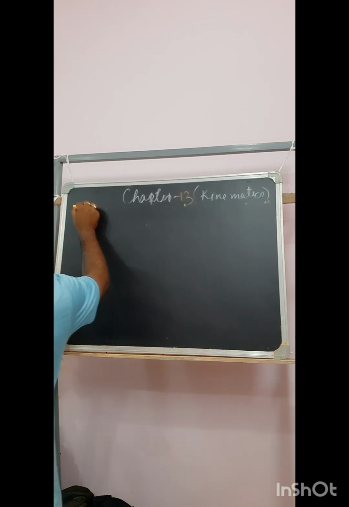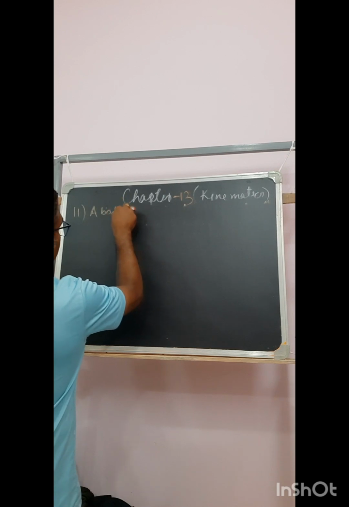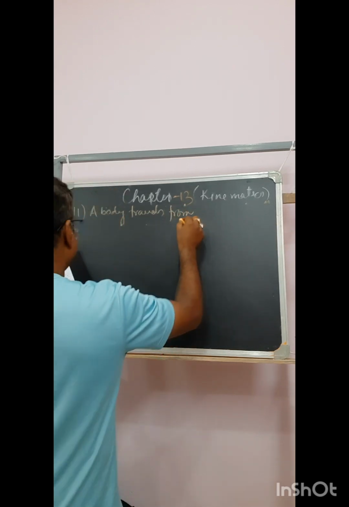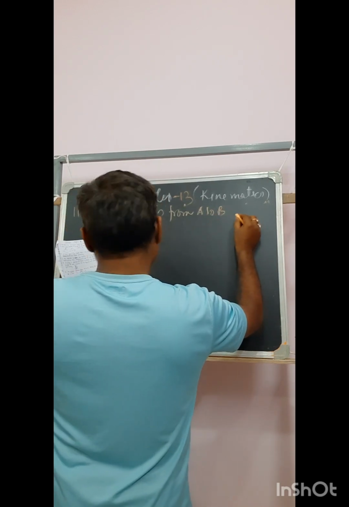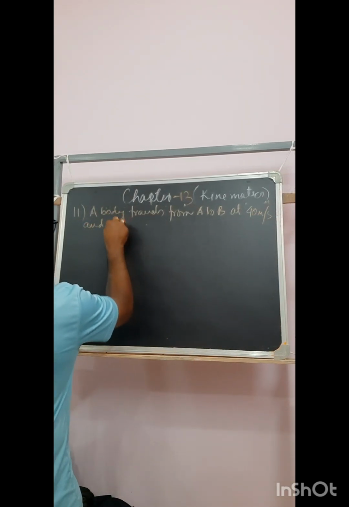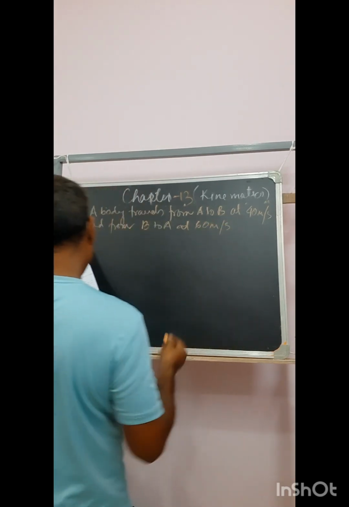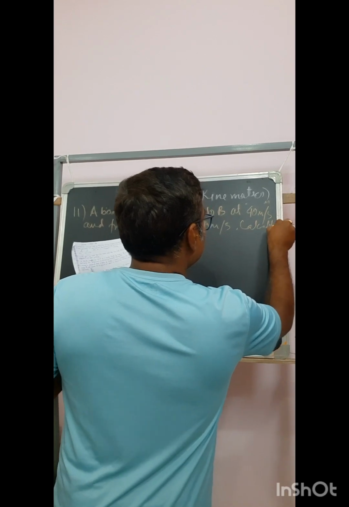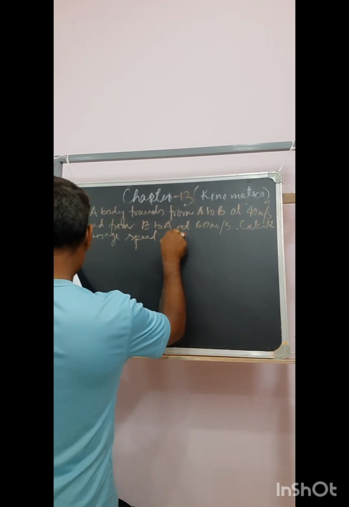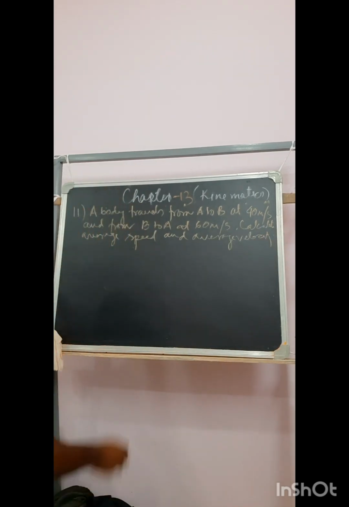Coming next, this will be question 11. A body travels from A to B at 40 meters per second, and from B to A at 60 meters per second. Calculate the average speed and average velocity. So till now in the similar problems we have calculated the distance and displacement.